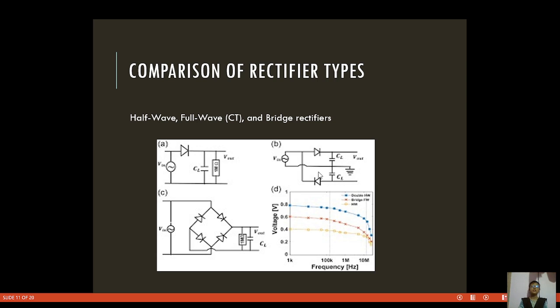This rectifier is more efficient compared to the half wave rectifier, whereas the bridge rectifier is more efficient than these two. It uses four diodes to convert AC to DC. It is more efficient and it is widely used in many applications.